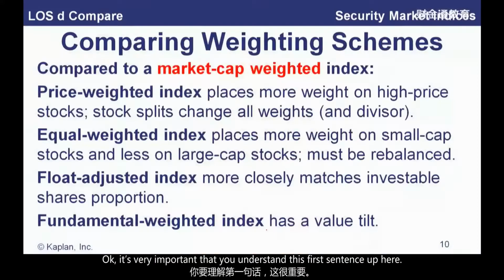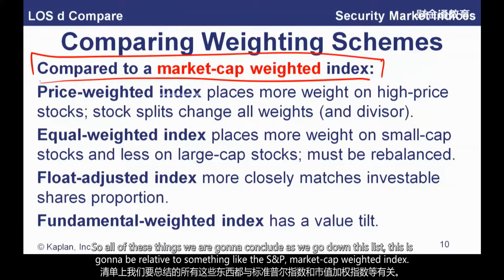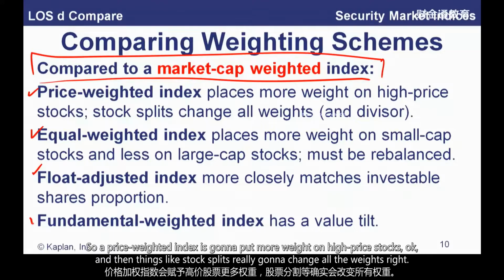It's very important that you understand this first sentence up here, and that is that we're comparing this to a market cap weighted index. So all of these things that we're going to conclude as we go down this list are going to be relative to something like the S&P, a market cap weighted index. So a price weighted index is going to put more weight on high price stocks. And then things like stock splits are really going to change all the weights.